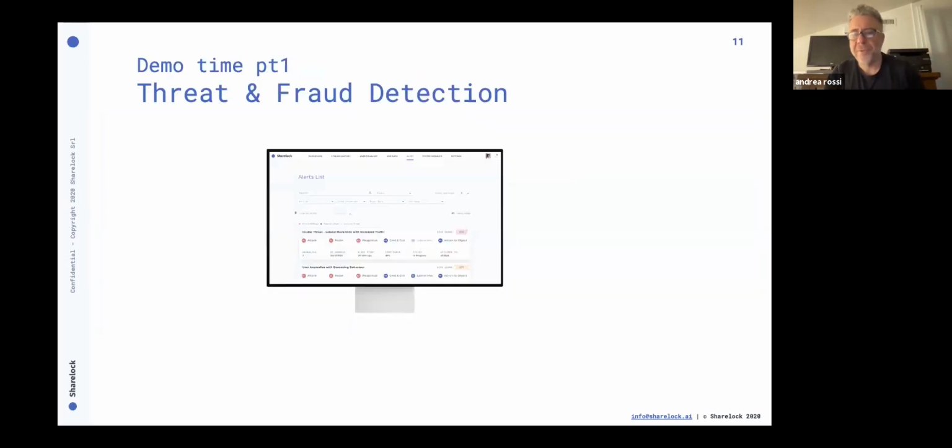Now, let's pause for a while, then we'll come back to a few more charts, and I hand over to Christian for the first demo on what we call the threat and fraud detection set of capabilities.